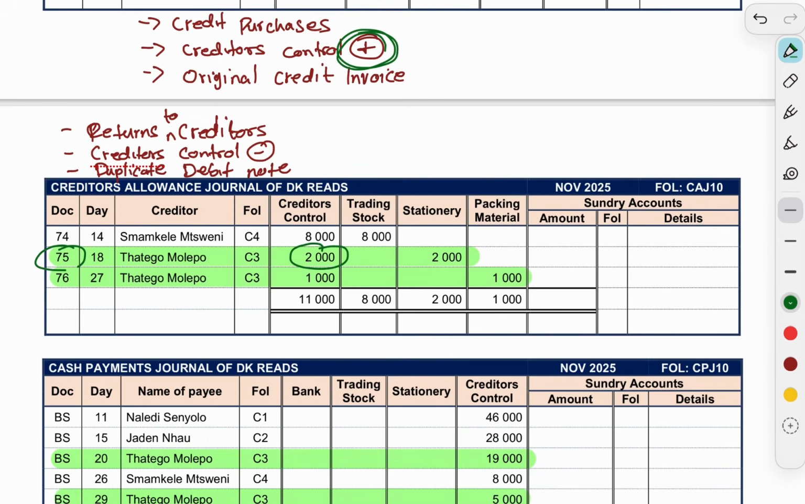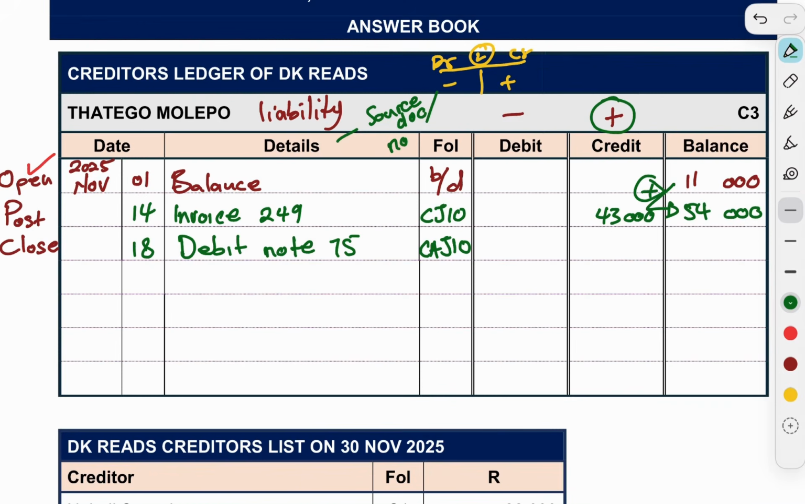So are we going to increase or decrease the account? Remember the piece of information that I gave to you. The creditors account will decrease. It will reduce the amount that we owe to them. So what is the amount? The amount should be 2000. So what is the balance after returning? Since it's on the debit side, you minus. It shows that you are reducing. So the current balance now is 52,000 rand.